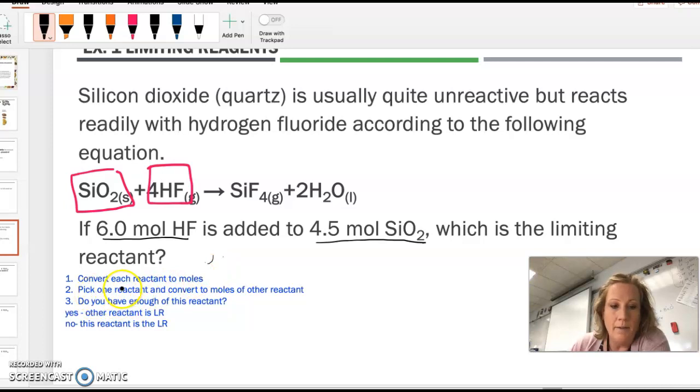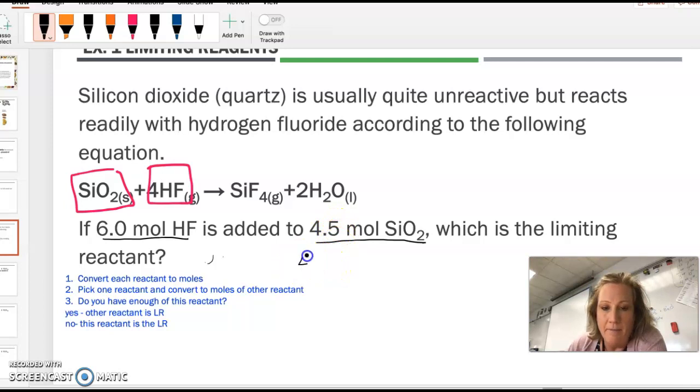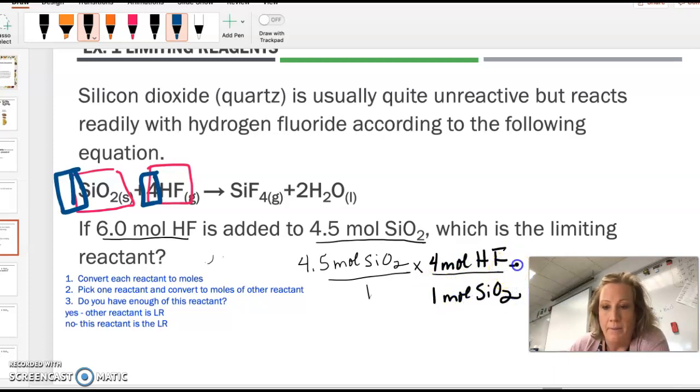Then you're going to pick one of the reactants and convert it to moles of the other reactant. So let me think which way I'm going to go. I'm going to just pick the 4.5 moles of SiO2, and I'm going to convert it into moles of HF. You could have gone the other way too, but I just randomly pick one of them and convert to the other. So when I do this, I'm going to use my mole-mole ratio. So I have 1 and a 4. So I'm going to put 4 moles of HF on the top and 1 mole of SiO2 on the bottom. So my moles will cancel and I'll end up in moles of HF.